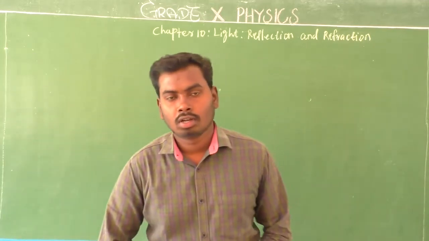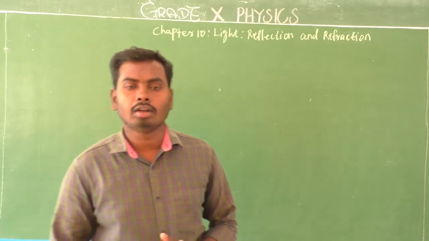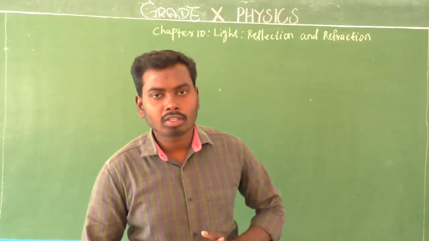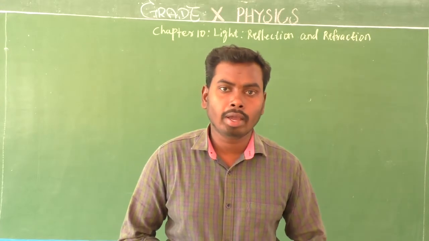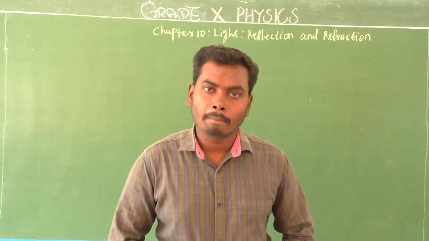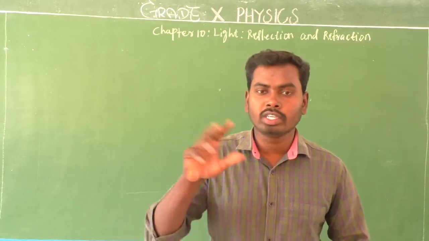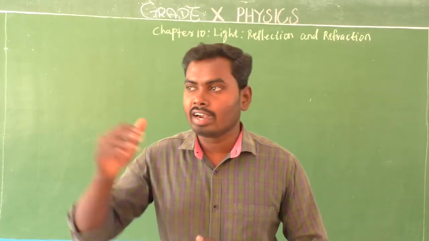Hello students, this is grade 10 physics class, chapter 10, light, reflection and refraction. In the previous video class, we have seen rules for obtaining images formed by the concave lens and then image formation by convex lens by using ray diagrams. Is it clear? Yes. In this session, we are going to start our next topic.